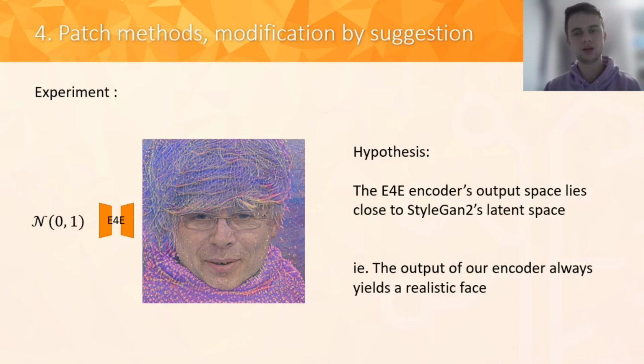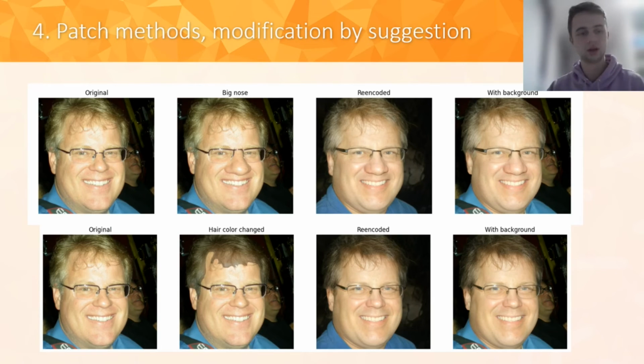And so this means that we can allow ourselves to modify the images directly before encoding them, and hope to see this modification take a real value in the StyleGAN2 latent space. And so that's what we did. Here, for example, on the first line, we see how we dealt with the big nose attribute. Basically, we took the nose thanks to our semantic segmentation algorithm. We made it bigger on the picture. We encoded it, and then by adding background, we get the final image.